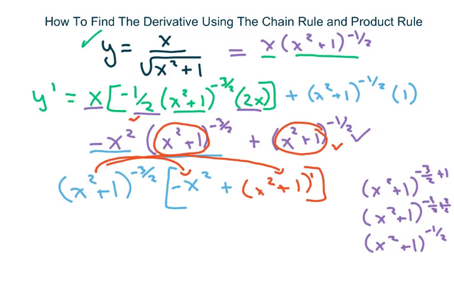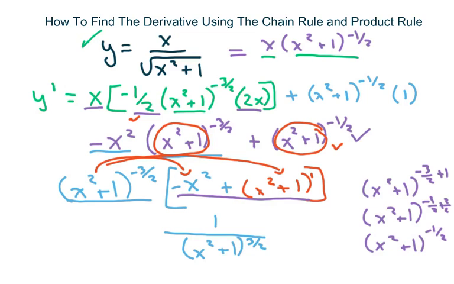Now, what I'm going to go ahead and do is take care of this piece. This piece is negative x squared plus x squared, which is 0. So we're just going to have 1 in the numerator, and I can bring him down in the denominator. So this is going to be (x squared plus 1) to the 3/2 power. So this part right here is just a little algebra trick to make simplifying a lot easier. Okay, it's kind of like factoring by grouping.